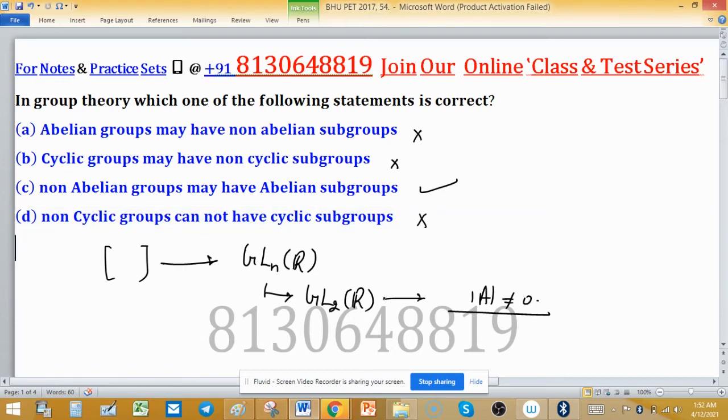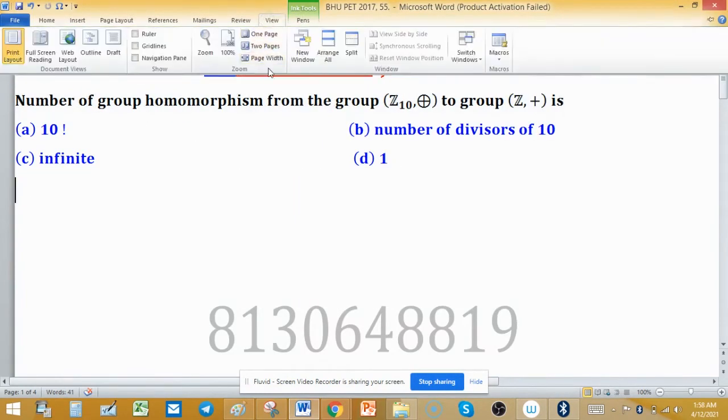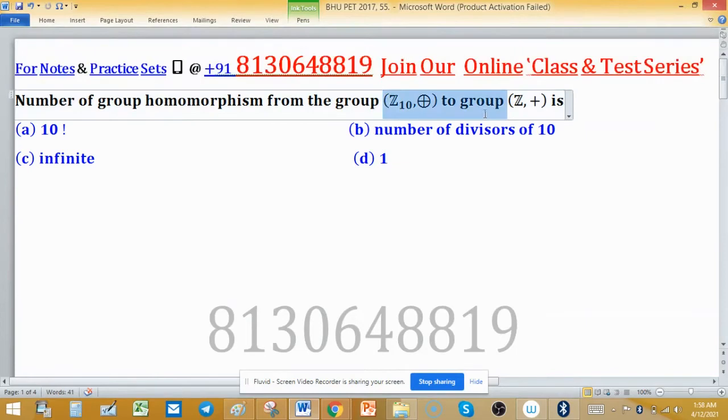So only statement C is correct. Number of group homomorphisms from Z10 to Z. We are interested to find the number of group homomorphisms from Z10 to Z.